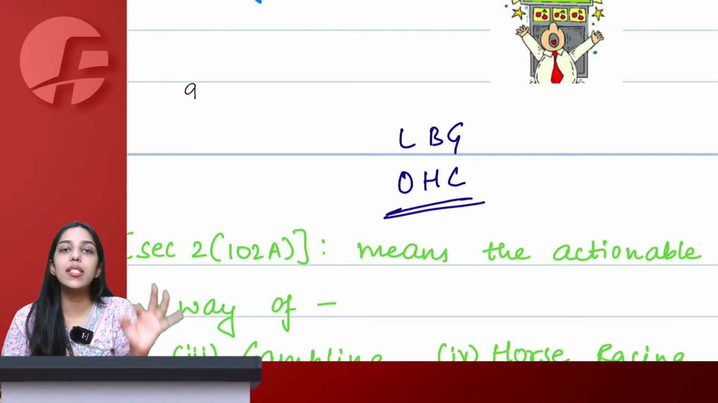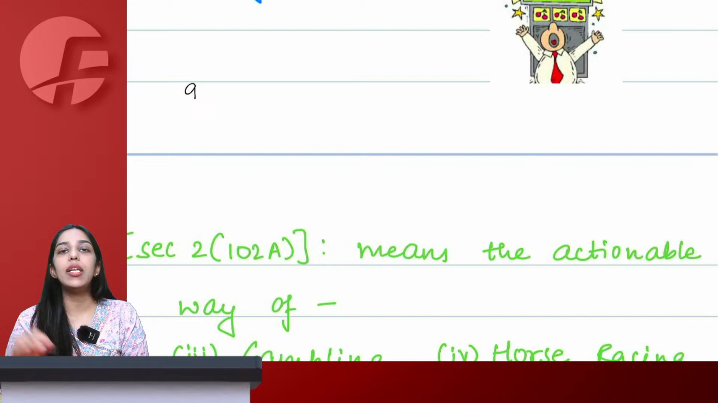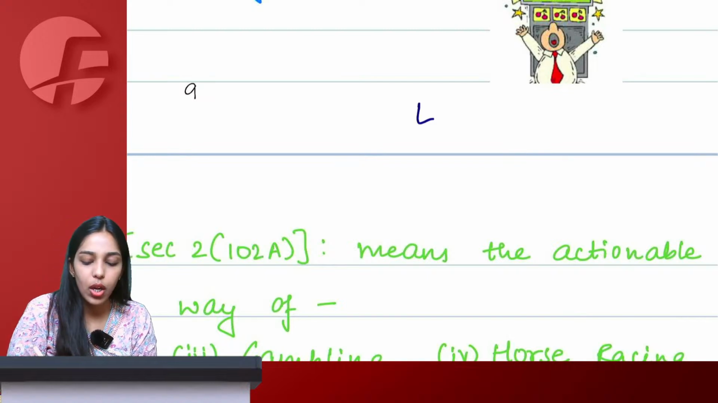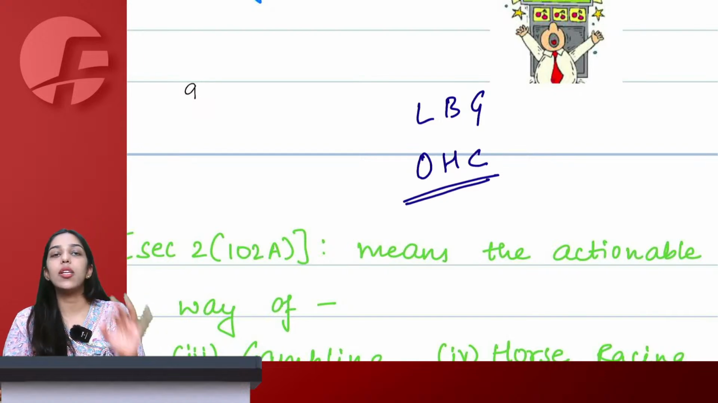What are the 6 specified actionable claims? Lottery, betting, gambling, online money gaming, horse racing and casino. These are the 6 types of specified actionable claims.